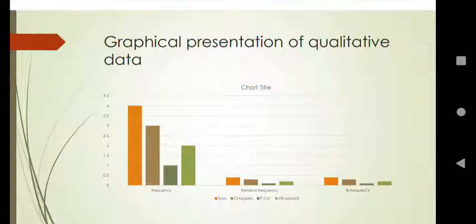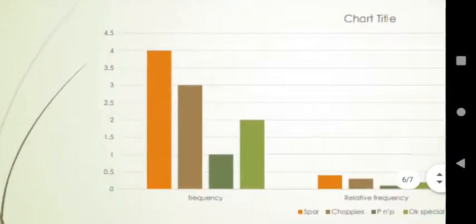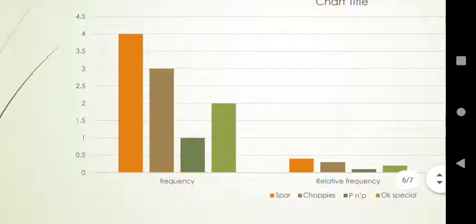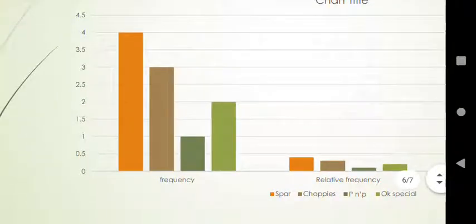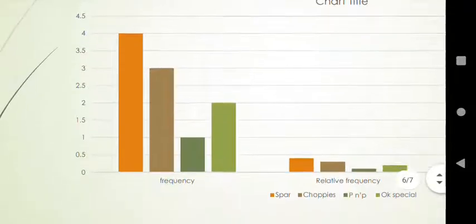Using a bar of fixed width drawn above each class label, we extend the height appropriately, and the bars are separate to emphasize the fact that each class is a separate category. As you can see there, for Spar we extend the height up to 4. The key is also shown there, and the bars are separate. This is for frequency, and this is how we plot. For Choppies also, it goes up to 3 there.